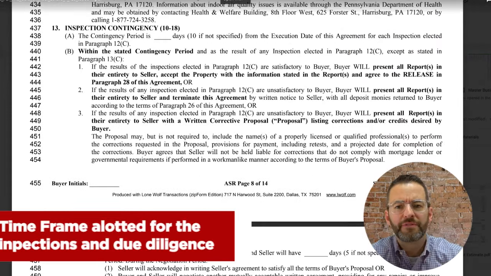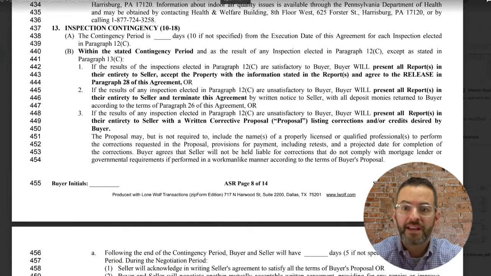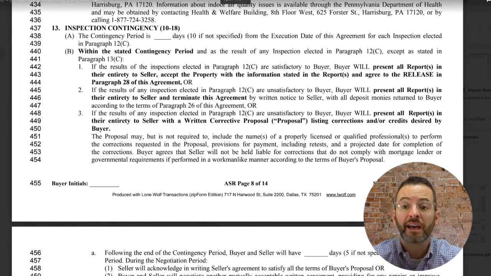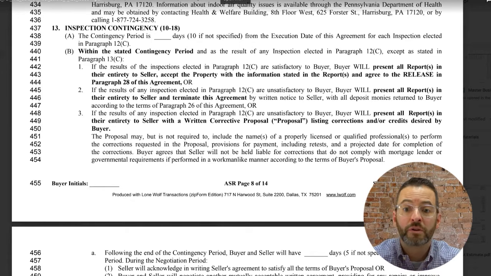The next paragraph identifies the time frame allotted for the inspections and due diligence that was elected in the previous paragraph. Typically, buyers have 10 days to conduct their inspections and to respond to the seller with their intention to either accept the property in its present condition and move forward with the purchase, to terminate the contract and walk away from the deal, or to ask the seller to make repairs or give credit or a combination thereof. If the buyer elects to ask the seller to make repairs or to give them a credit, then there is some additional time allotted in this contingency for negotiations.